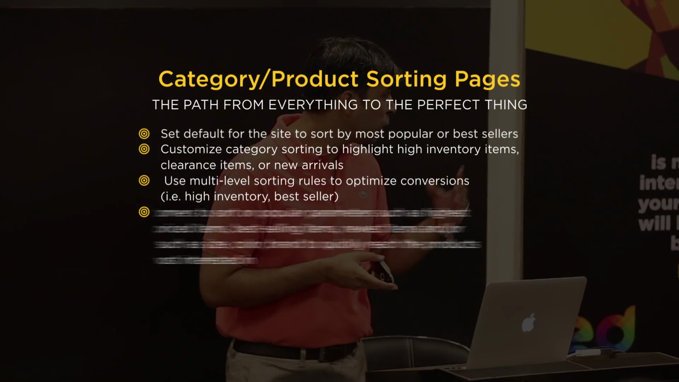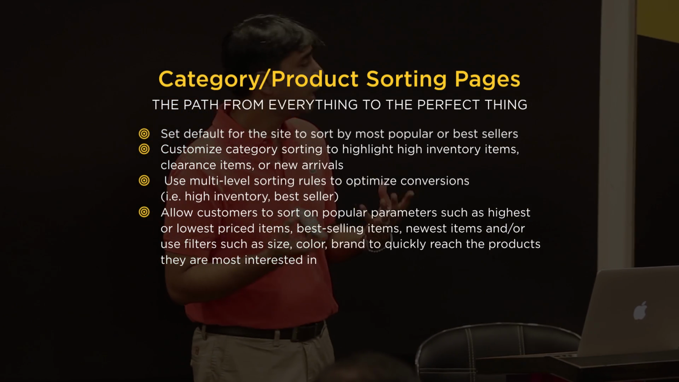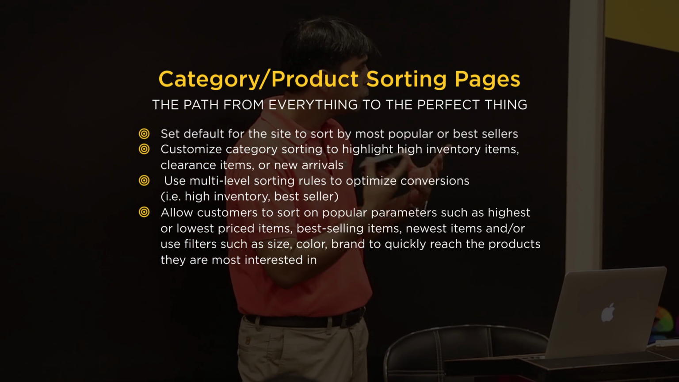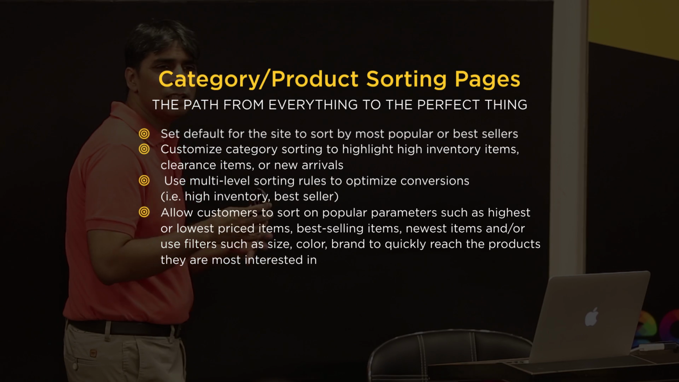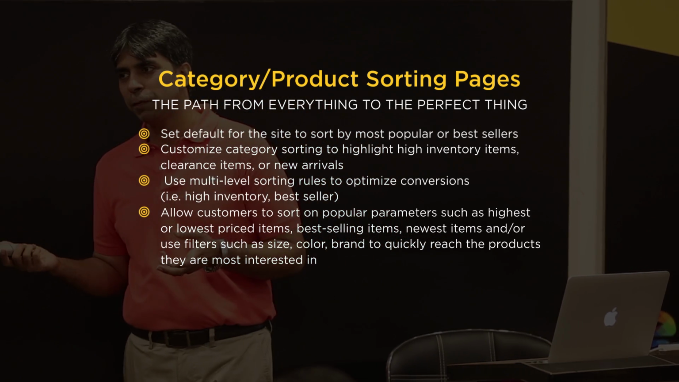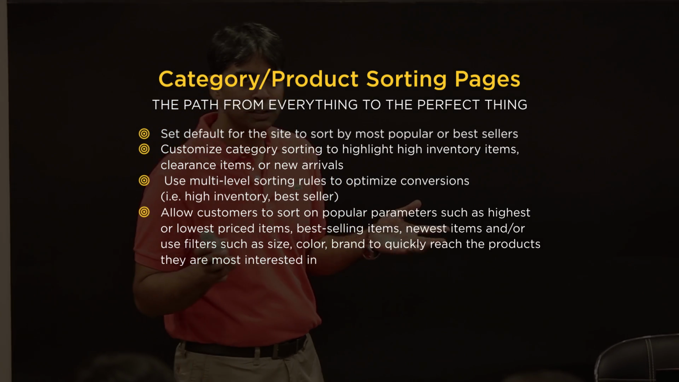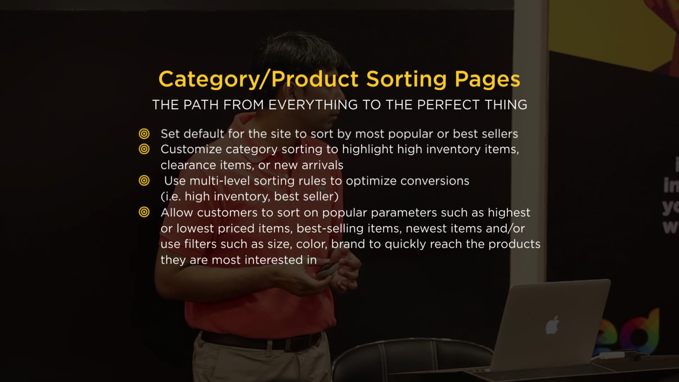Allow customers to sort on some popular parameters. Again, this is something you can see everywhere: highest and lowest price, best selling, newest. Use filters such as size, color, brand. These are normal features today. And when we talk about Shopify later, you'll see that these features are all built in. If you're customizing it and developing it, then you need to keep this in mind.